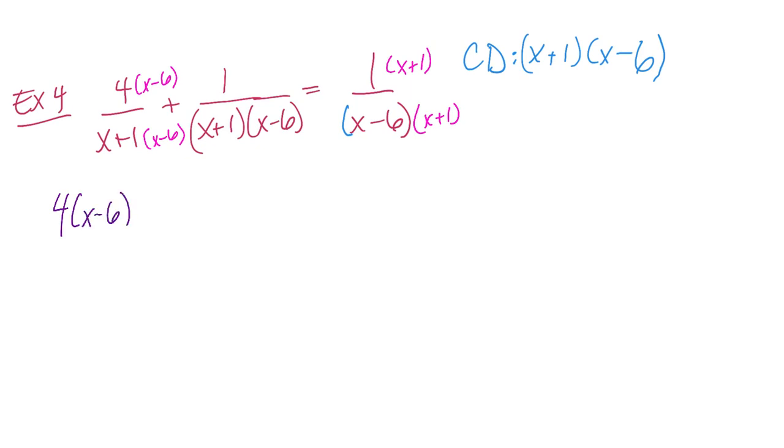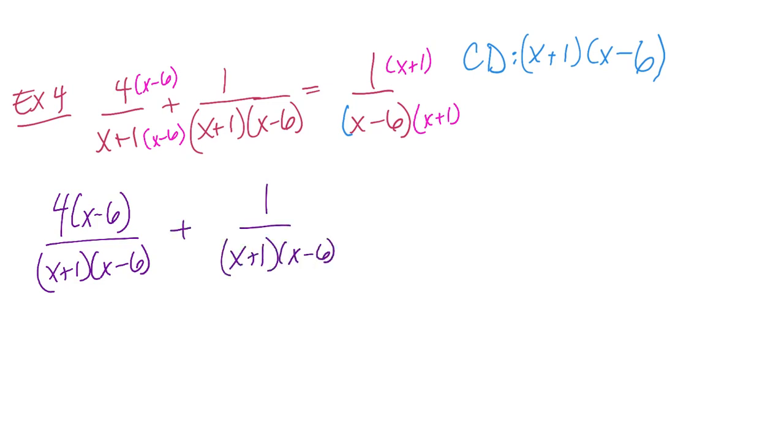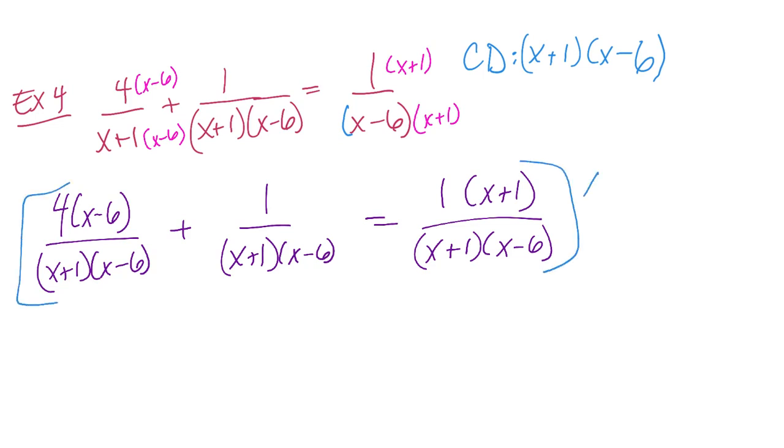4 times (x minus 6) over (x plus 1)(x minus 6), plus 1 over (x plus 1)(x minus 6), equals 1 times (x plus 1) over (x plus 1)(x minus 6). Let's keep that in the same order. Now we want to times everything by (x plus 1)(x minus 6), so we don't have to keep writing it.